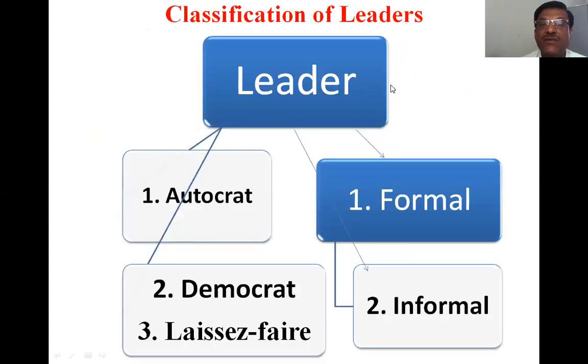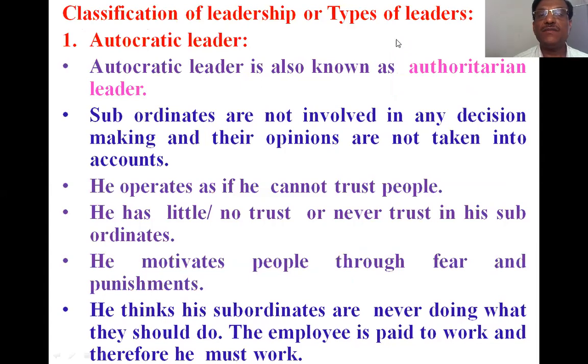These are the classification of the leaders. We can classify mainly in two ways: autocratic leader, democratic leader, legislative leader; and formal leader and informal leader. So let us see in detail who is an autocratic leader, who is a democratic leader, who is a legislative leader. Classification of leaders or types of leaders.